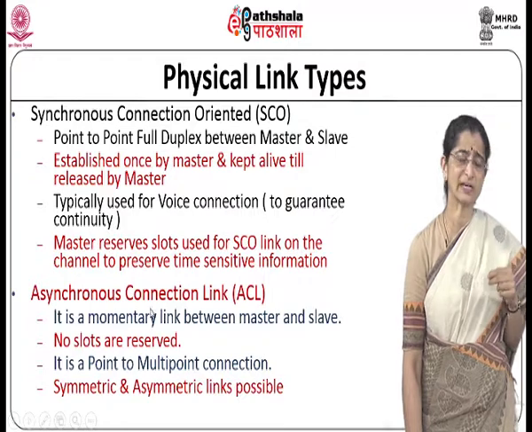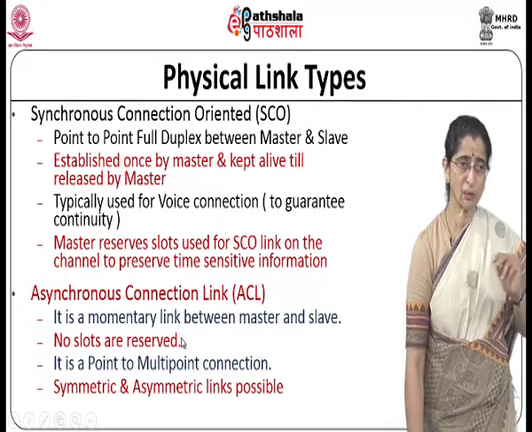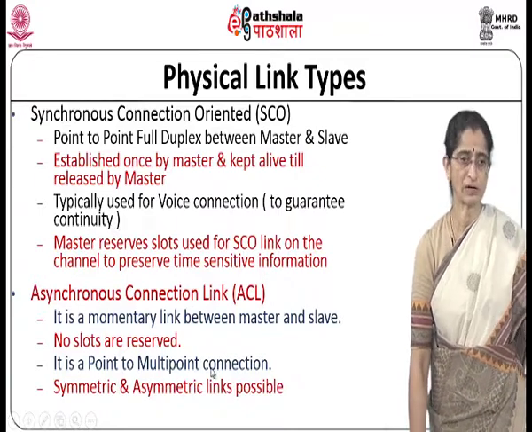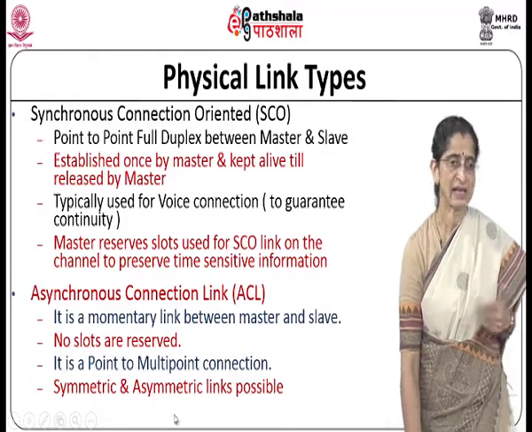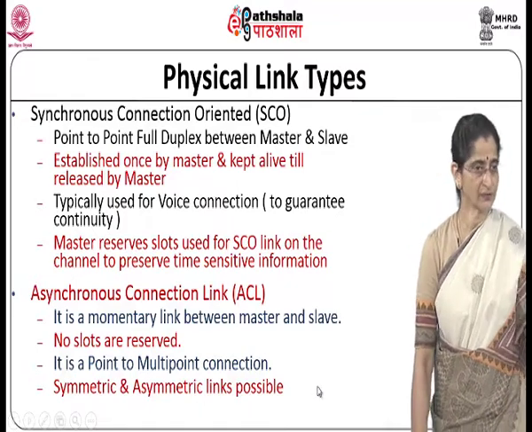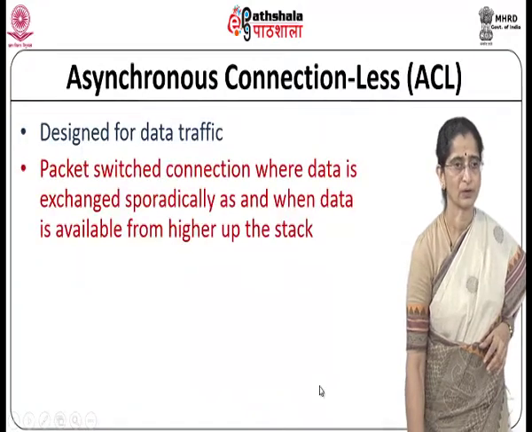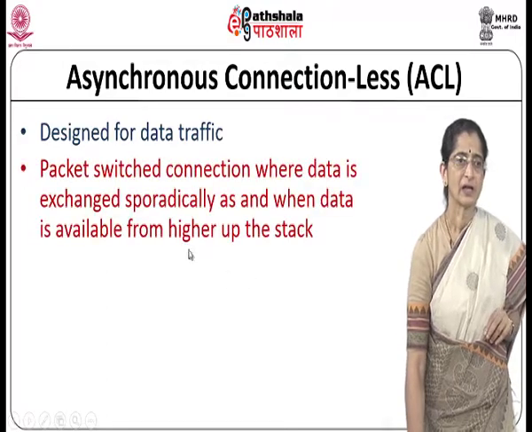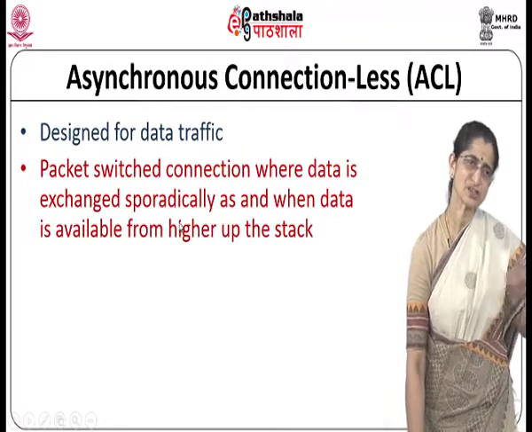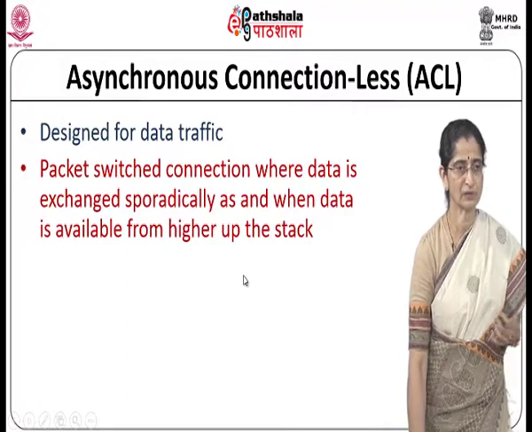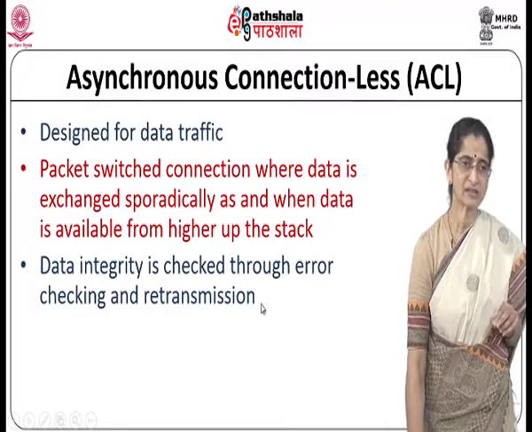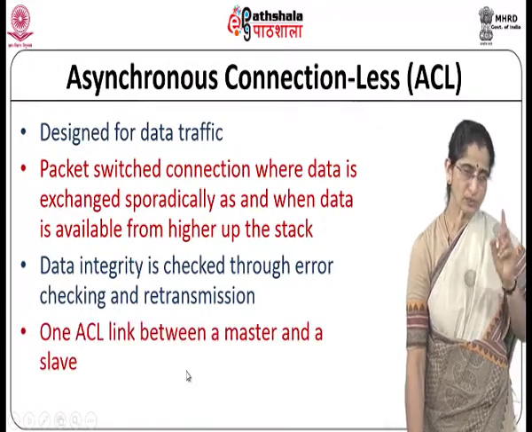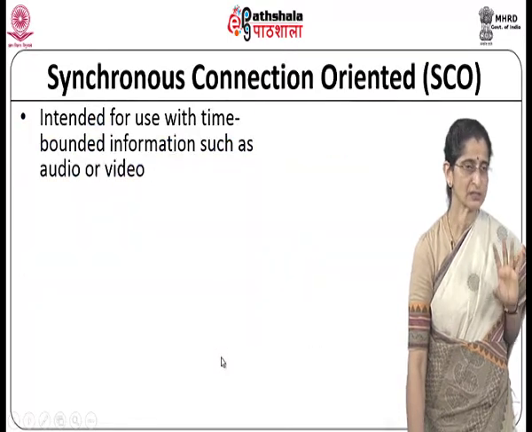Then you have another link called the asynchronous connection link. This is a momentary link between the master and the slave. No reservation of slots takes place here, and it can also be a point to multi-point connection. Symmetric as well as asymmetric links are possible, which means one direction could have a different data rate than the other. The ACL, the asynchronous connection-less link, is designed basically for data traffic and packet switched connection, where data is exchanged sporadically as and when data becomes available. Data integrity in this case is normally checked through some error checking, and a retransmission is done if there is an error. Normally there is one ACL link between a master and a slave. So that is what happens in ACL.